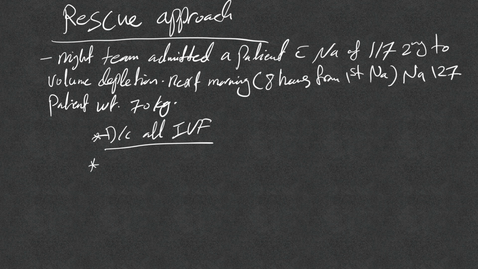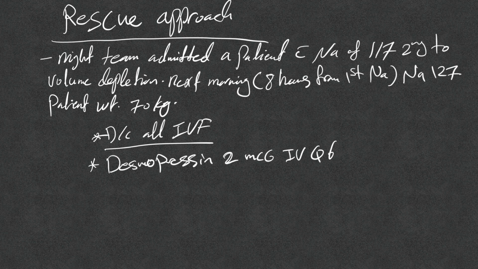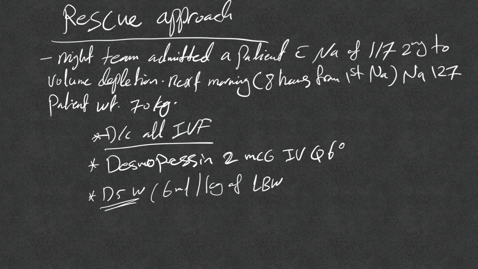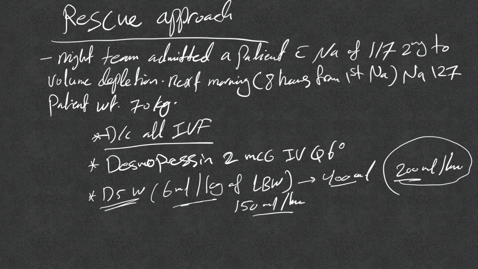The second thing we need to do, desmopressin 2 mcg IV Q6 should be started, and then D5W. And the guidelines or recommendation I've seen up to date say 6 ml per kg of lean body weight. So lean body weight, if this is a male patient, probably be around 50 something. So that means you're probably talking about almost 400 ml. And they say infuse it over 2 hours. I mean 200 ml of D5 per hour. People may call you back, say, hey, this is too much D5W. But if you are concerned, you can start 150 ml per hour of D5W along with desmopressin.